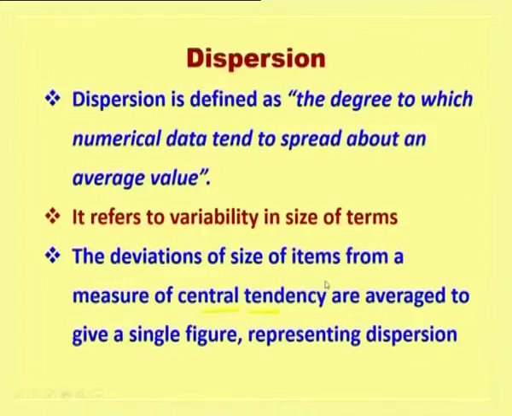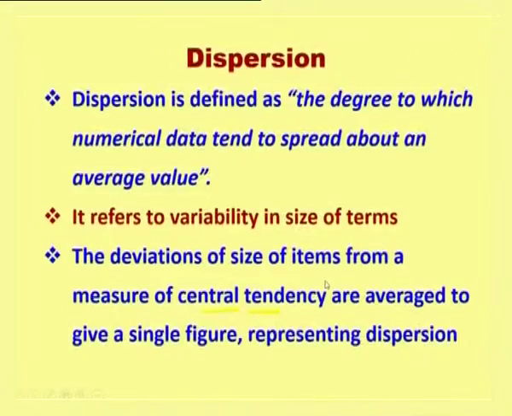Now, let us discuss what is called dispersion. Dispersion is defined as the degree to which the numerical data tends to spread about an average value. In the previous session we discussed the average, that is, the mean. Now, with respect to the mean, to what extent the data or the values are dispersing, that is called the dispersion.